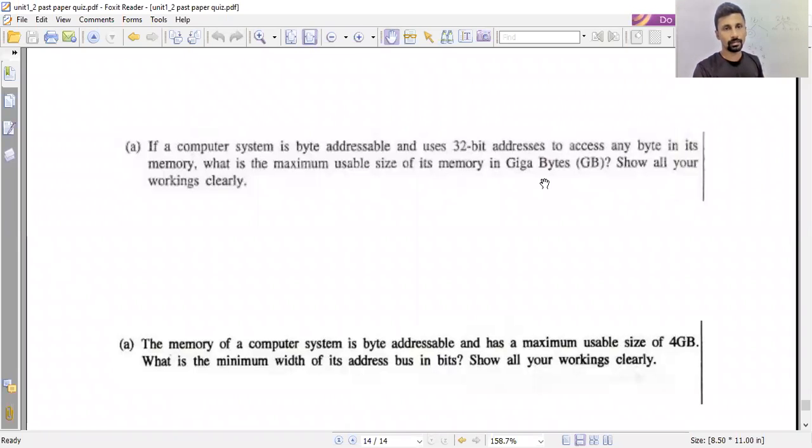A computer system is byte addressable, right? And uses 32-bit addresses to access any byte in its memory. What is the maximum usable size of its memory in gigabytes? Show all your workings clearly. I'll get back to this question. I will work it out on the board.